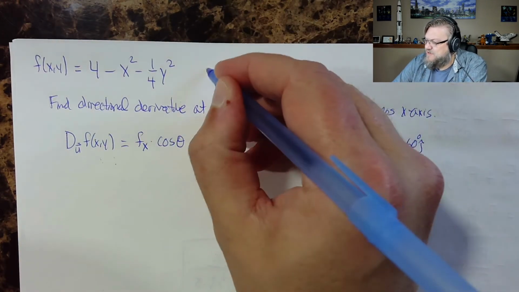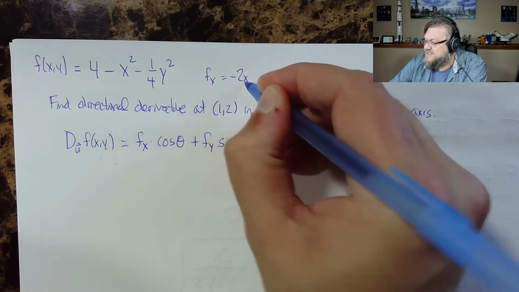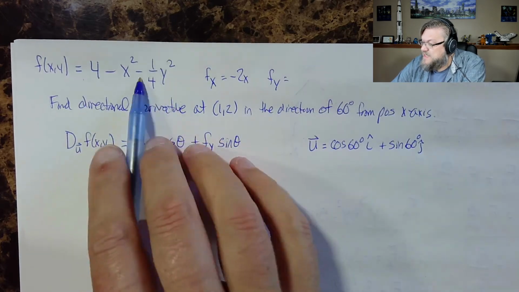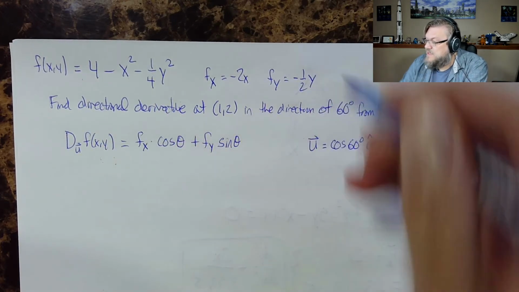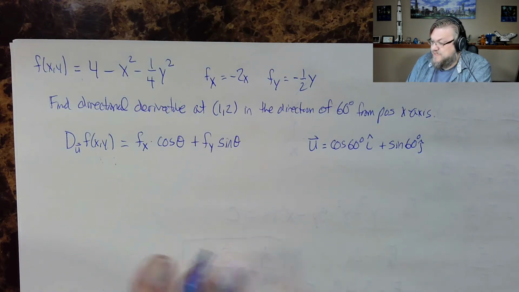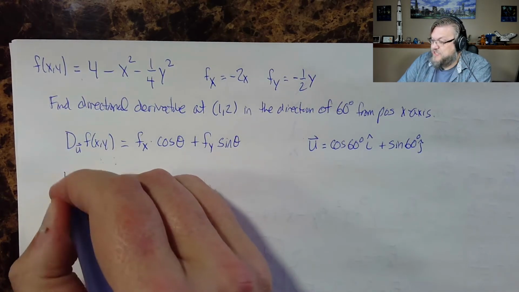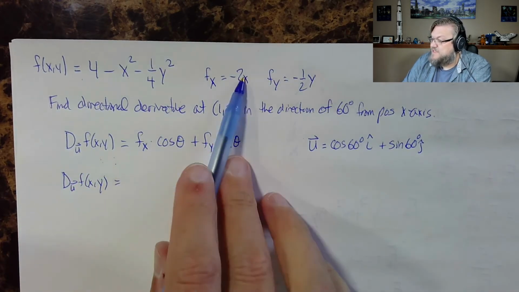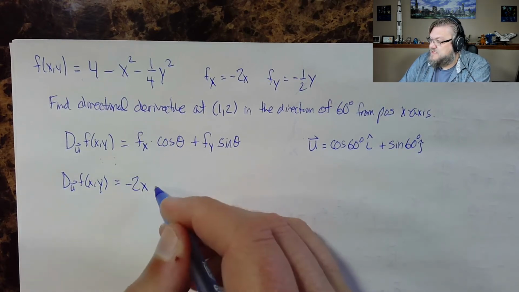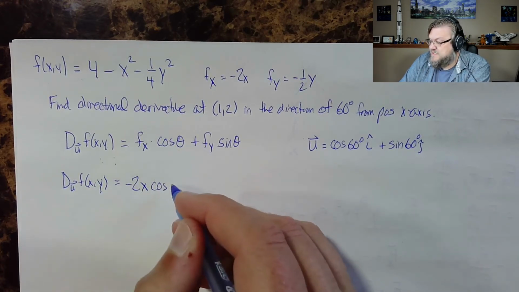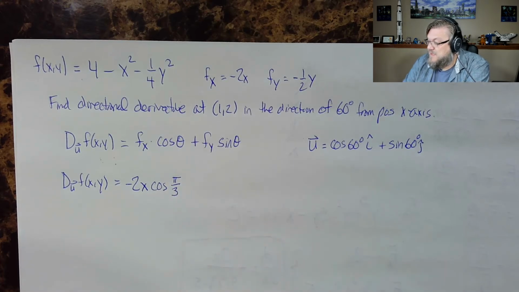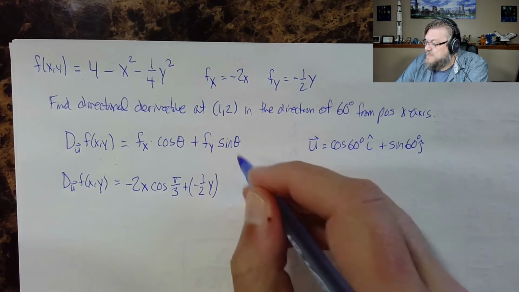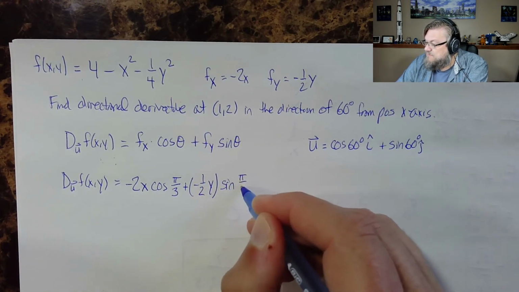Now I need my partials. So let's go ahead and get those. fx is negative 2x. fy is negative 1/2 y. And so now my directional derivative in general for any x, y is the following formula. It's going to be fx, which is negative 2x, times the cosine of theta. Theta is 60 degrees, or pi over 3. Plus fy, which is negative 1/2 y, times the sine of pi over 3.